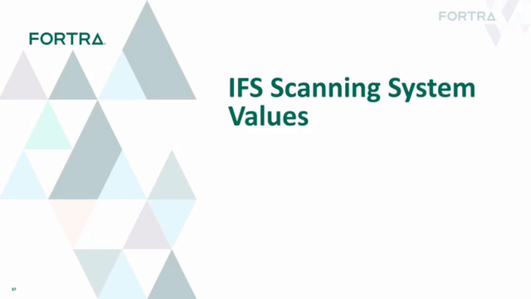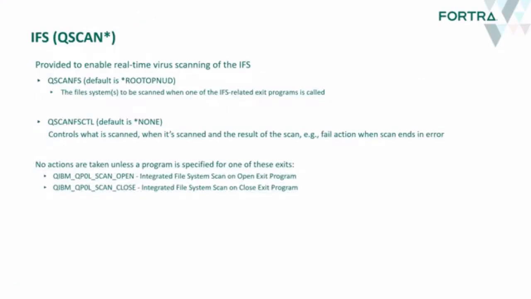IFS. So we've talked about DB2 objects and that default create authority, but what about scanning our objects in the IFS and making sure that they aren't reinfecting our Windows environment with viruses or possibly being infected themselves? So at version 5.3, IBM introduced these two system values to allow for native scanning of the IBM i, where we can scan the root, the open systems, and the user-defined file systems. And that's what the root open UD stands for.